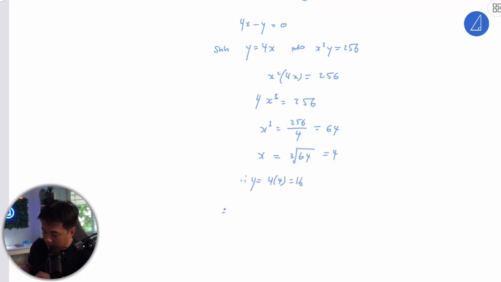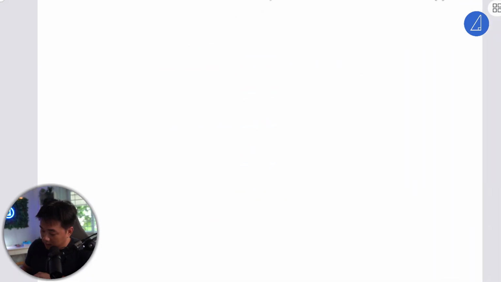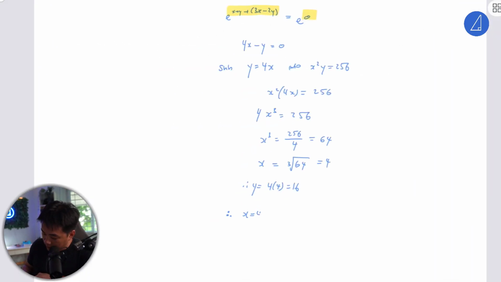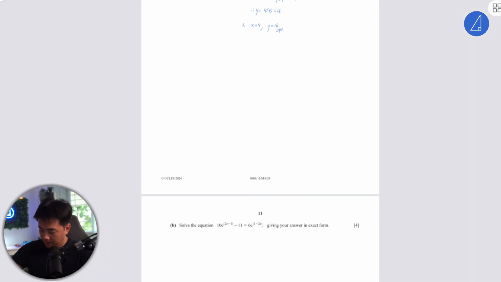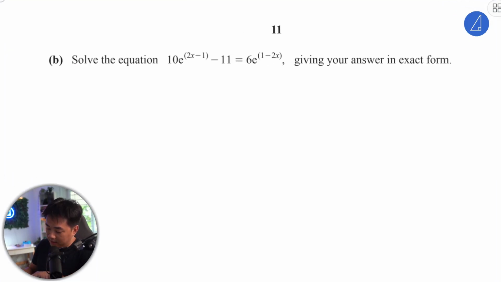So in this case here, solving these two simultaneous equations, we have x equals to 4 and y equals to 16. That's about it. So let's look at part B. Part B is slightly trickier. You could see that this is 1 minus 2x and this is 2x minus 1. So my trick here is to change this to the same terms.